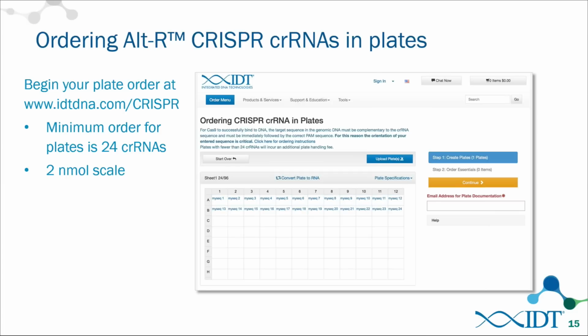The plate option allows you to order, again, a minimum of 24 and up to 96 crRNAs on one plate at 2 nanomole, and does afford a discount over ordering the same Alt-R crRNAs in the tube, and allows you to manipulate them across the plate and order them as you wish.